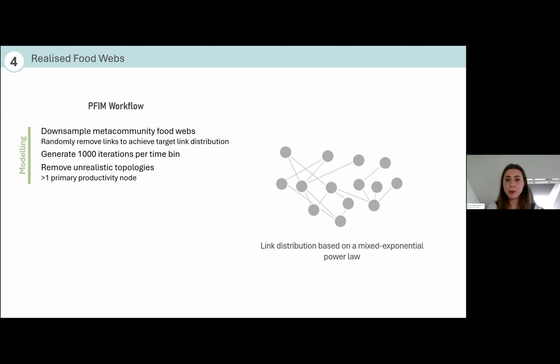However, with my data set, it was pretty clear that we were getting some unrealistic topologies, and that's because there were some webs we were getting with more than one primary productivity node. So this happens when in the meta-community webs, there is a node which already isn't very well connected, and then it loses all of its feeding interactions. And because of that, it gets moved to the very bottom of the web alongside the primary productivity node. So this is pretty reasonable to assume these are not realistic topologies. So these were easy to remove.